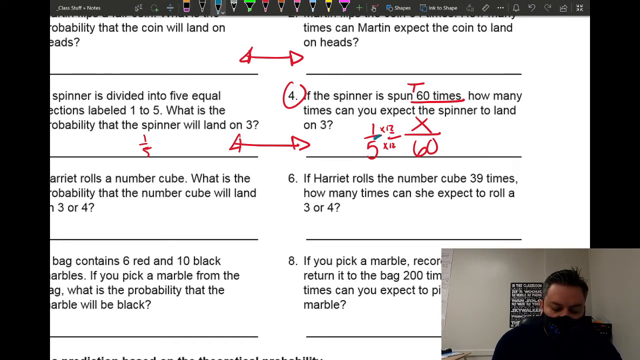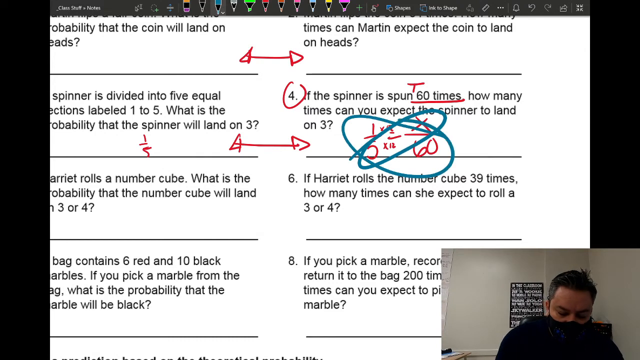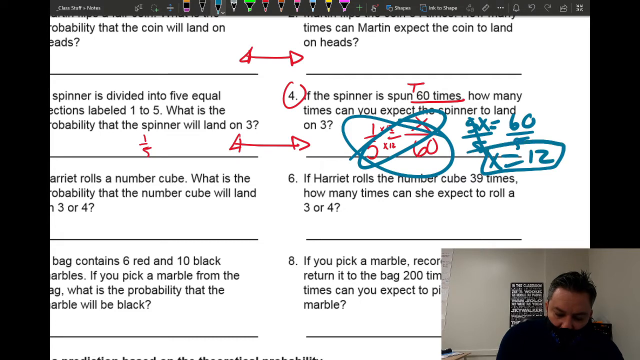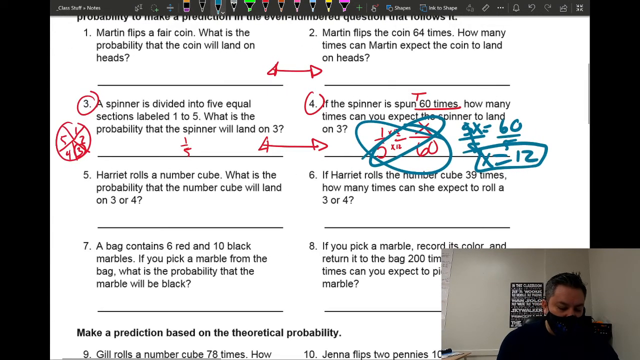And if you don't know how to do that, you can always do cross products. So you're going to have 5x equals 60. Then you're going to divide by 5 on both sides. So x equals 12. So if you spin the spinner labeled 1 through 5 sixty times, you can expect it to land on the number 3 twelve times. That's what it means. And you're going to do the same thing for the other ones.